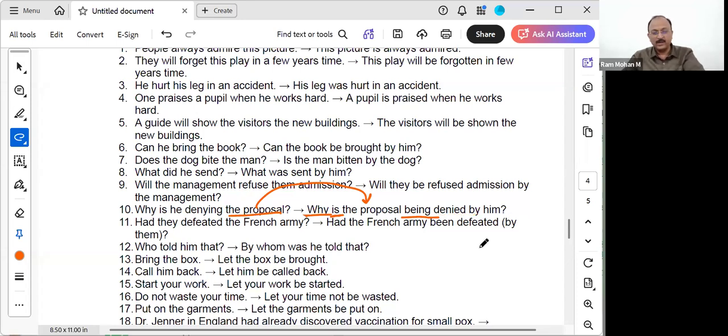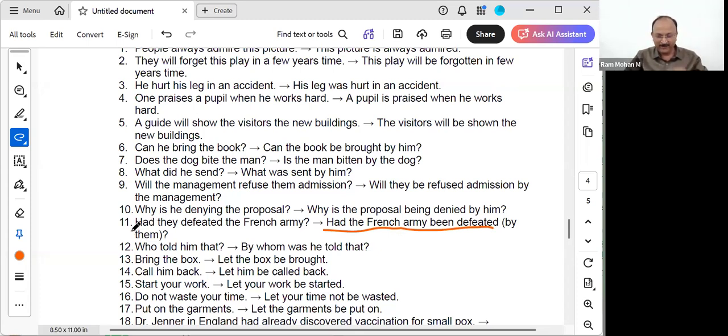Correct? No? The next sentence: had they defeated the French army? So, had the French army been defeated? Here, "by them" is not necessary. By them we can use or we need not use, because has the French army been defeated? That means whenever we are in a war, there will be an opposition party and the one party. Correct? No. So the French army, whether it is defeated, when we ask, obviously it is defeated by the opposite party only. So "by them" is not required.